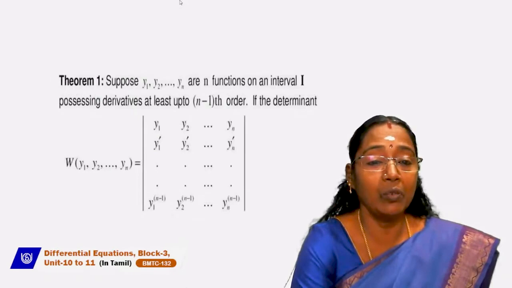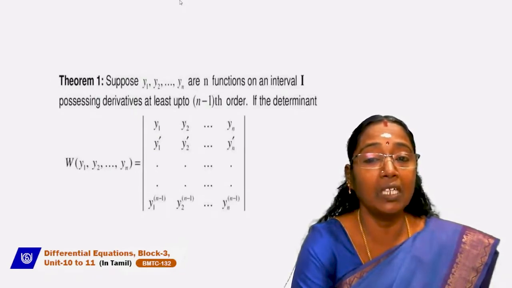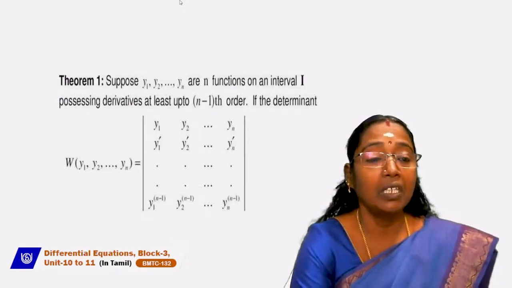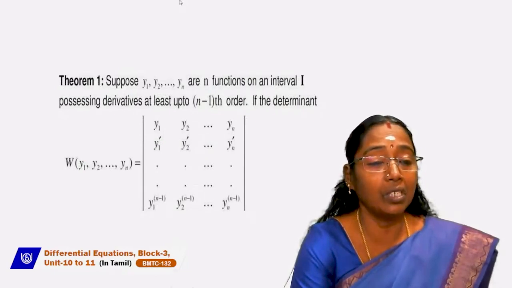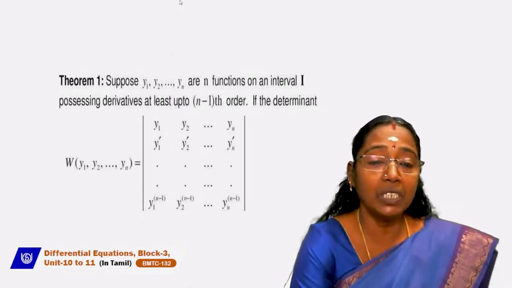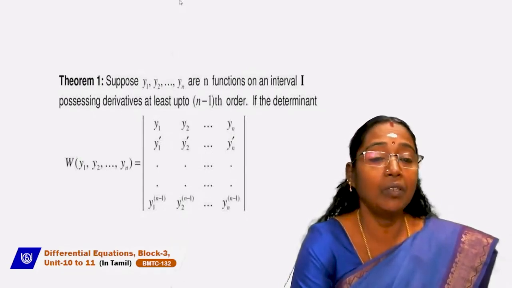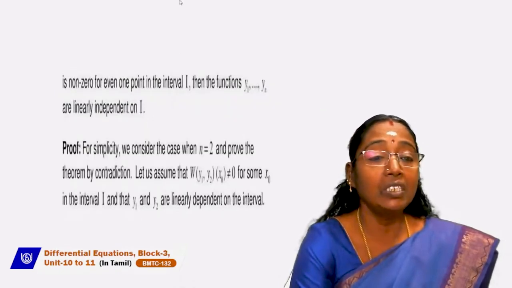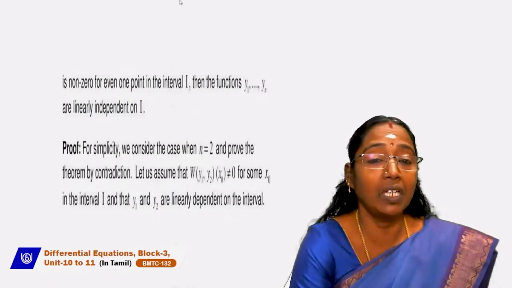Next theorem. Suppose y1 through yn are n functions on the interval I possessing derivatives at least up to order n minus 1. Then we write a determinant, W, which has already been introduced in the notation. W is the Wronskian of the given functions y1 through yn. This Wronskian is defined as a determinant whose first row is the given functions, the second row is the first derivatives, then the second derivatives, and so on up to the n minus 1th derivative. If it is non-zero for at least one point in the interval I, then the functions are linearly independent on I.